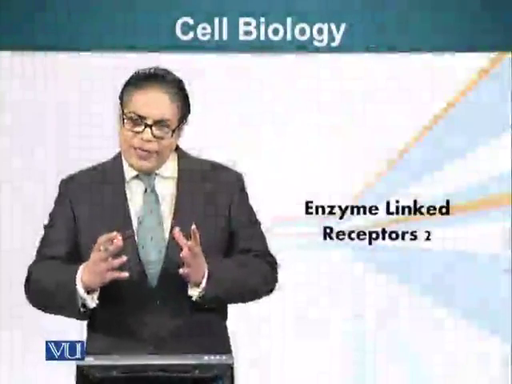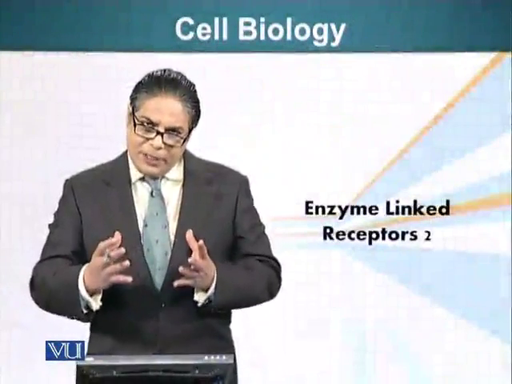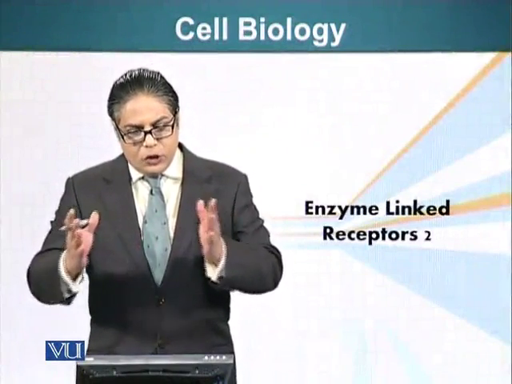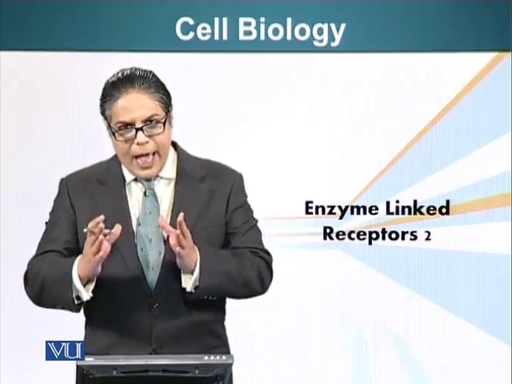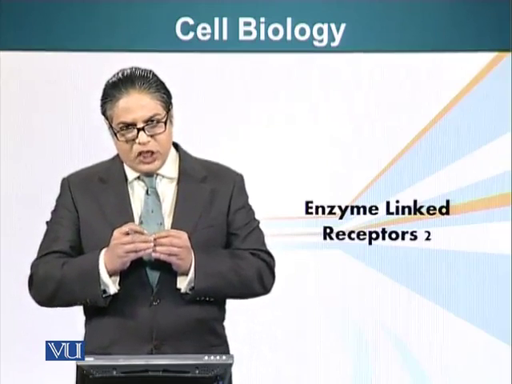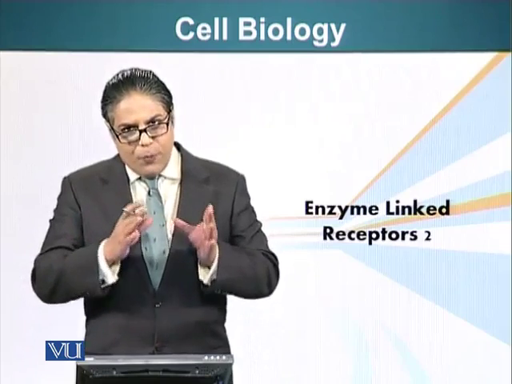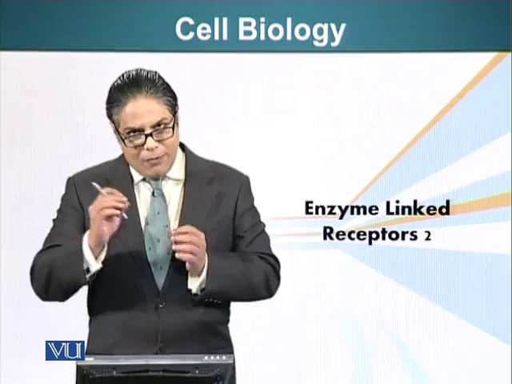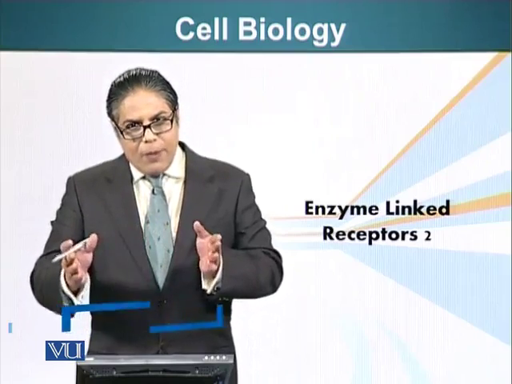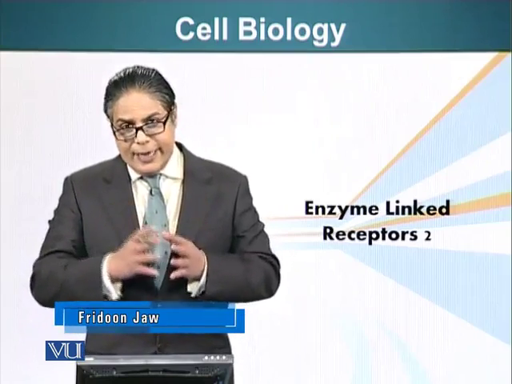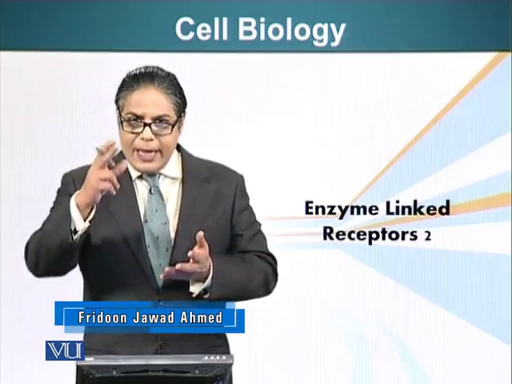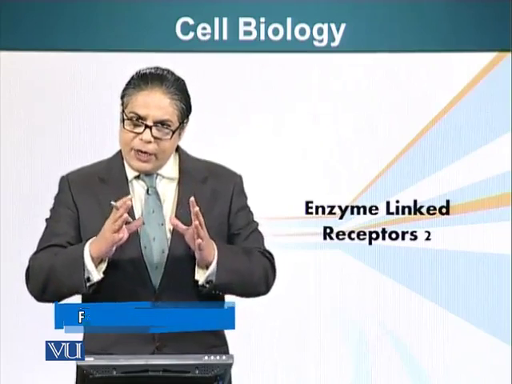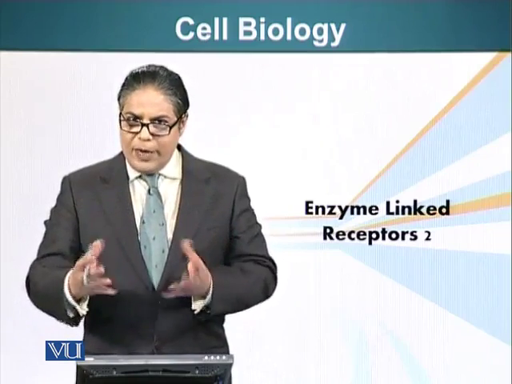So far we have said that when enzyme-linked receptors bind their ligand, there's a conformational change. These two receptors come together, and because of that conformational change, the two kinase domains of these receptors cross-phosphorylate each other. They have weak kinase activity. When they're phosphorylated, their kinase activity enhances, and they phosphorylate the receptor at other additional locations. That creates more phosphate domains.